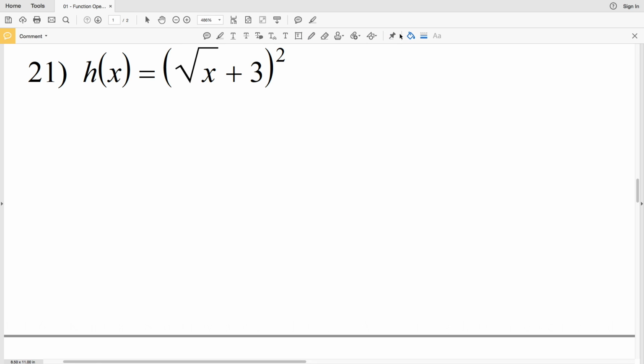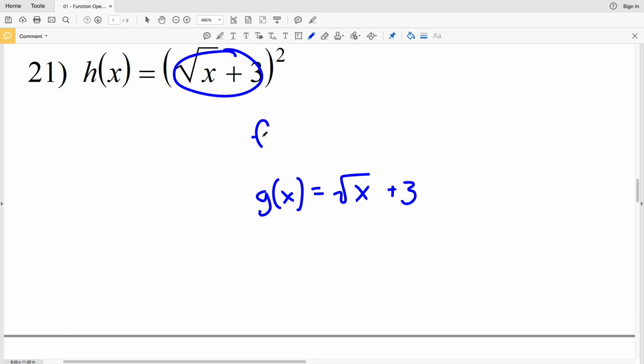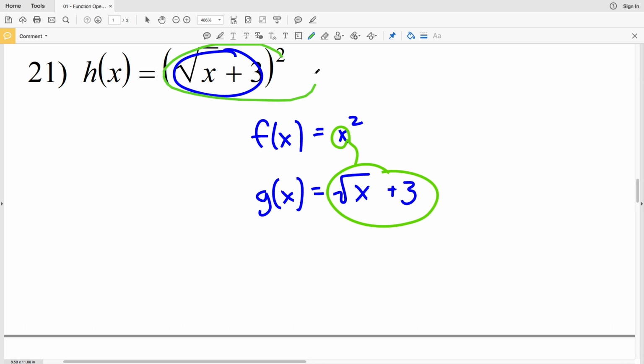For number 21, h of x equals the square root of x plus 3 squared. So let's say we made the square root of x plus 3 our function g of x. Then we could take that square root of x plus 3 and plug it in for f of x, which would just be x squared. Taking the square root of x plus 3 and plugging it in for x would give us the square root of x plus 3 squared.